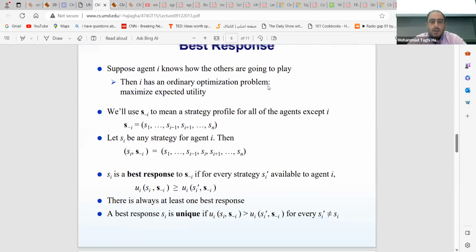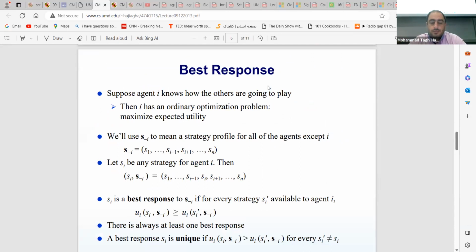Now, let's talk about another concept, which is the Nash equilibrium. But before that, we need to talk about the best response. Best response, in some sense, is the optimization problem that one person can solve. What's the meaning of that?